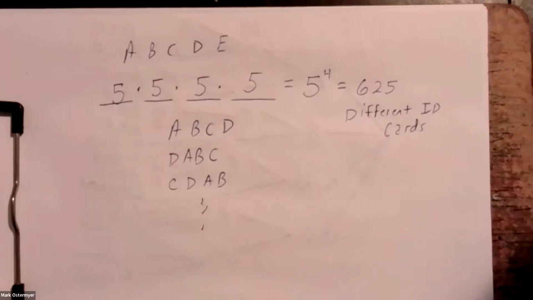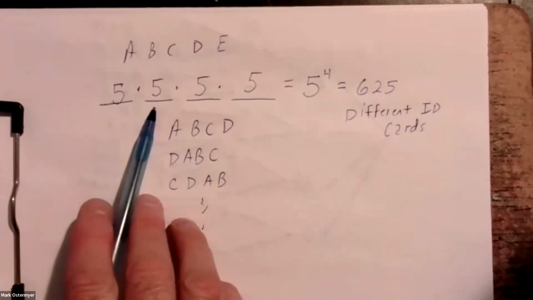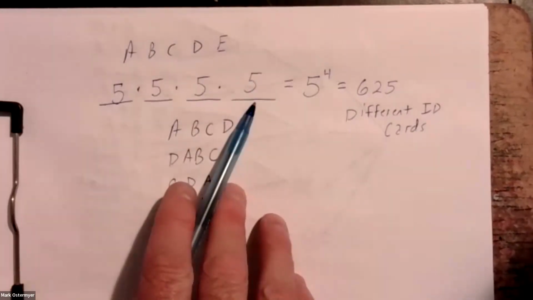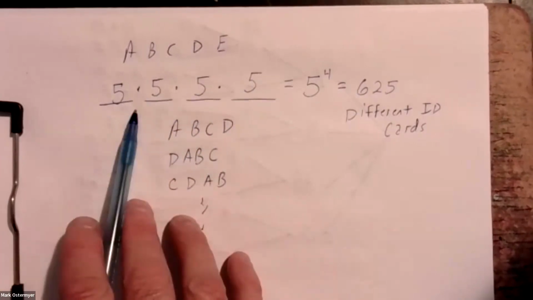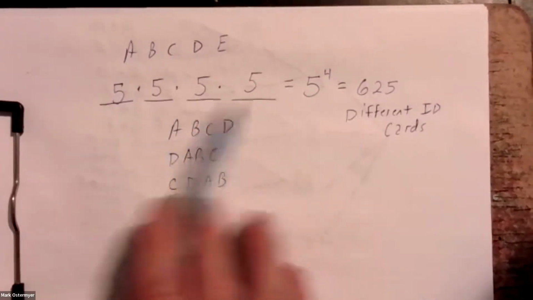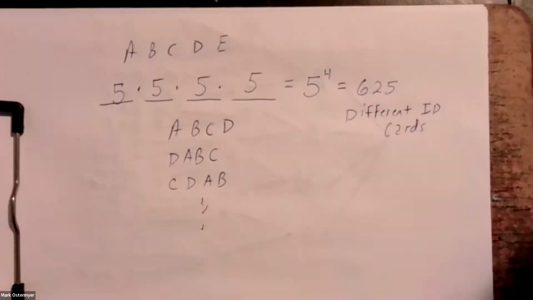All righty. Is this making sense so far? The fundamental principle of counting. If the first thing can occur 5 ways, second thing can occur 5 ways, third thing can occur 5 ways, and the fourth thing can occur 5 ways, then the total number of different sequences that can be arranged here would be 5 times 5 times 5 times 5, or 625 different arrangements of the sequences of these letters to form 4-letter IDs. Right? Fundamental principle of counting here.